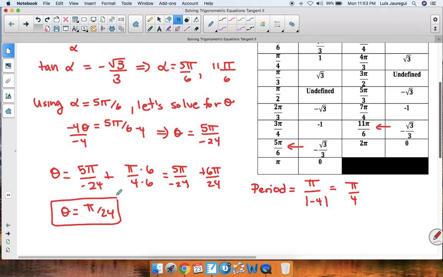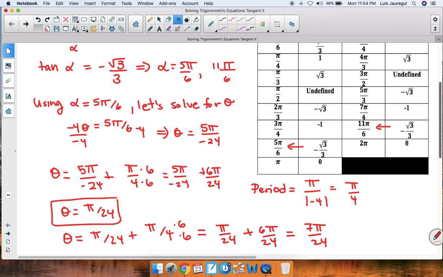Now, to figure out what are the other values of theta, we just take this new angle and we're going to keep adding the period. So we have our next theta is pi over 24 plus pi over 4. Now, since we want the same denominator, let me multiply this by 6 over 6. So this is now pi over 24 plus 6 pi over 24, which happens to be 7 pi over 24. Now that's another angle that works for us.